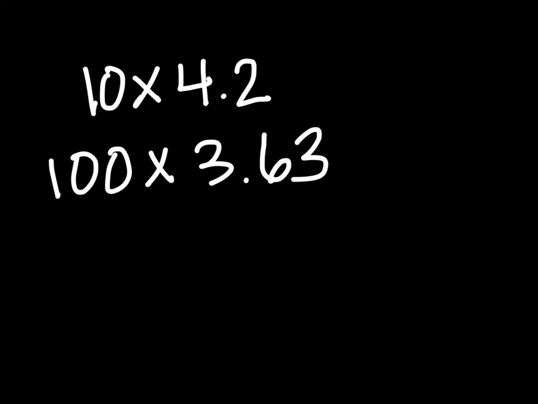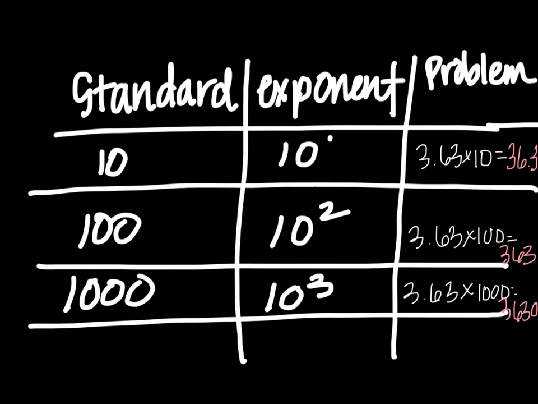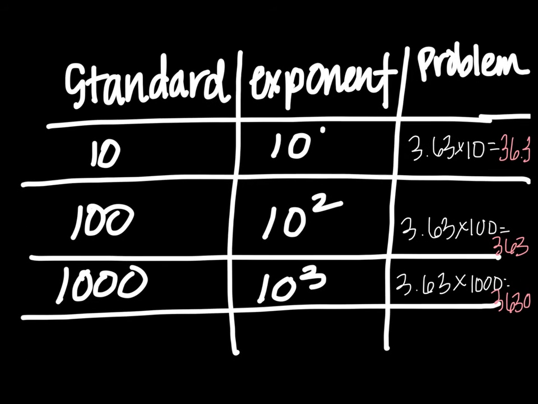So I want to show you guys a pattern. See if you notice the pattern in multiplying with tens and decimals. Here I've created a chart, and I really want you to see if you can establish a pattern for what's happening each time we multiply by 10. In my first column, I've got my standard form. This is going to be 10, 100, and 1,000, and written in exponents, we have 10 to the first, 10 to the second, and 10 to the third.